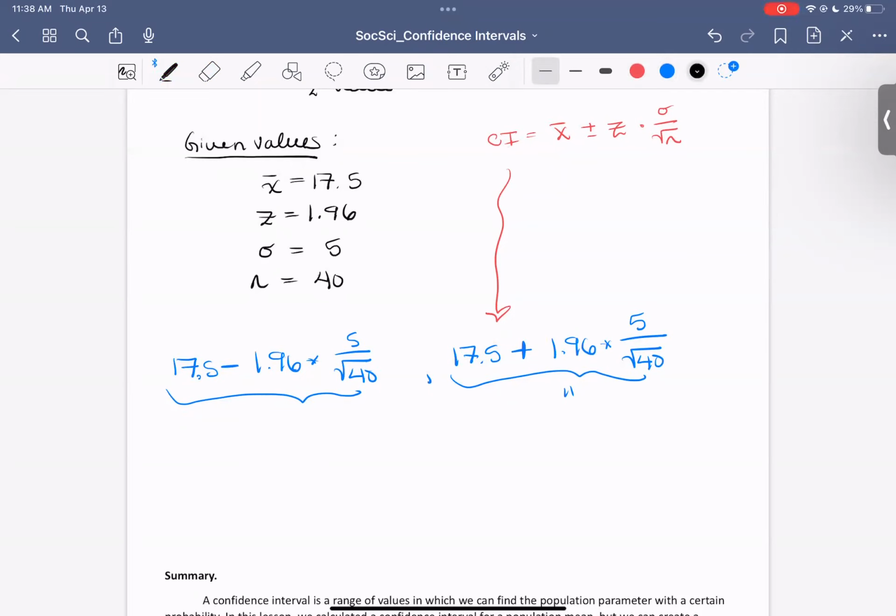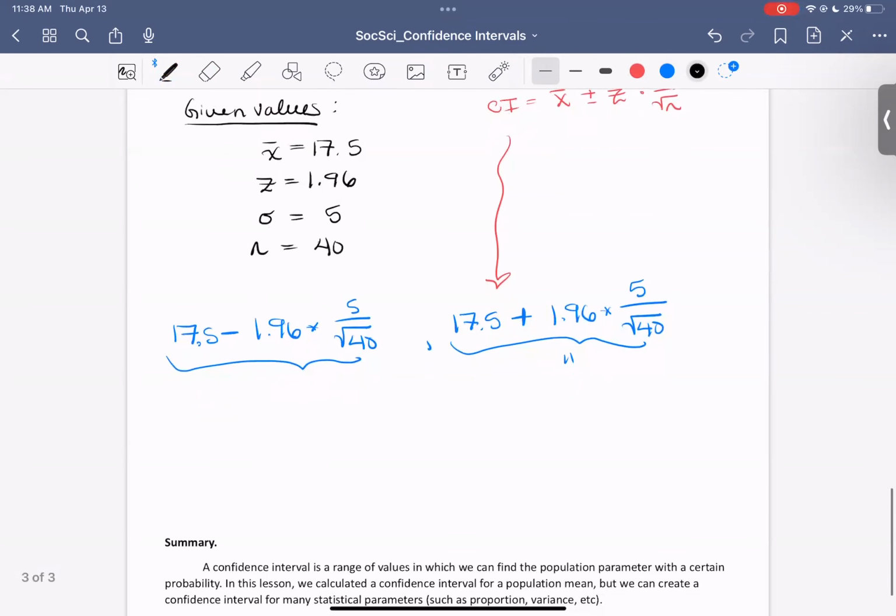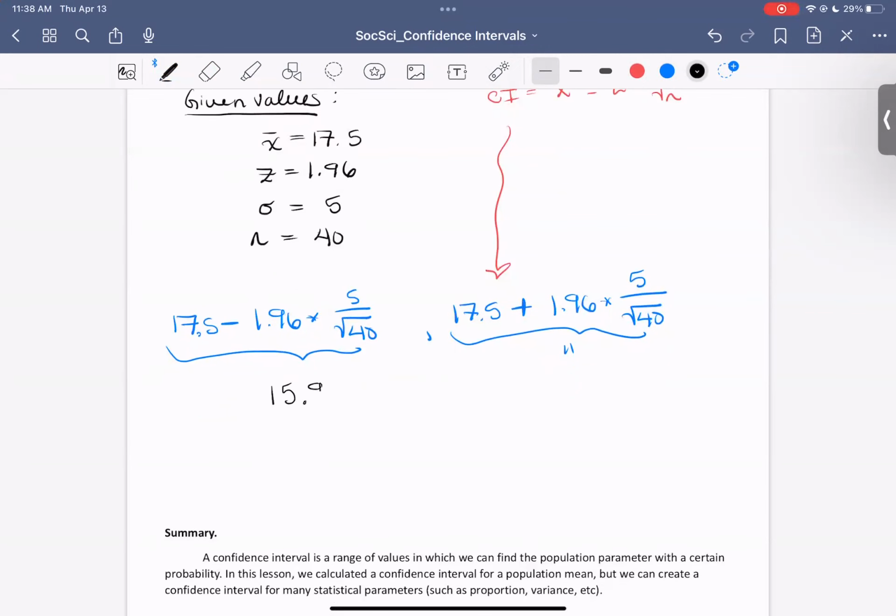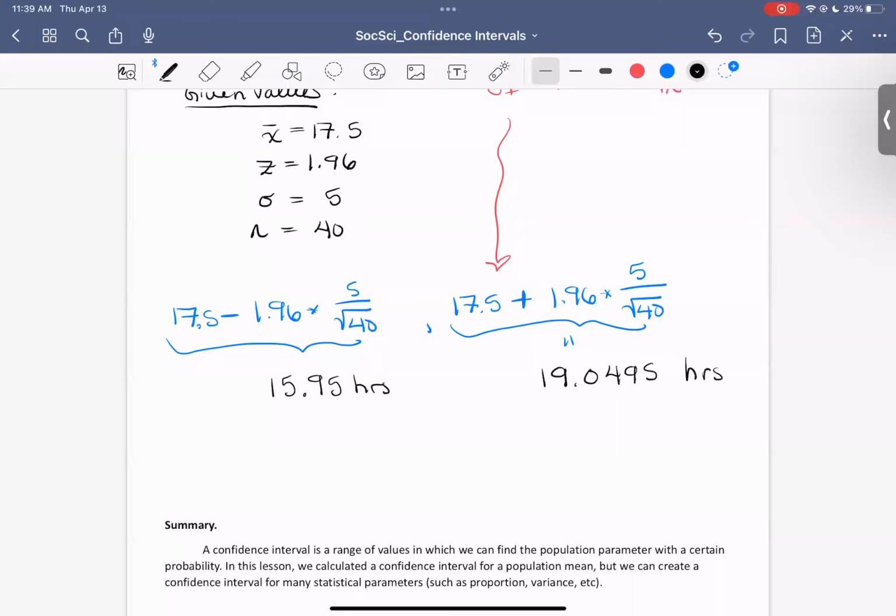All right, let's compare together. So we should be getting, for when we subtract, 15.95 hours. And for the addition, we should be getting about 19.0495 hours. So we could even approximate a little more. This is about 16 hours. And our upper bound is about 19 hours. So here is our confidence interval, 16 to 19 hours.